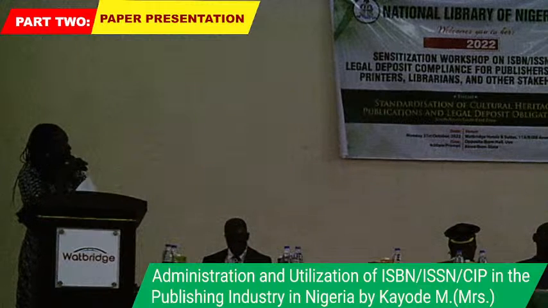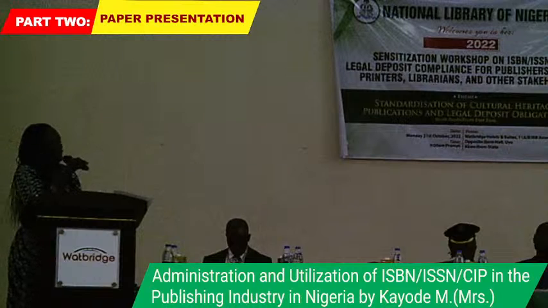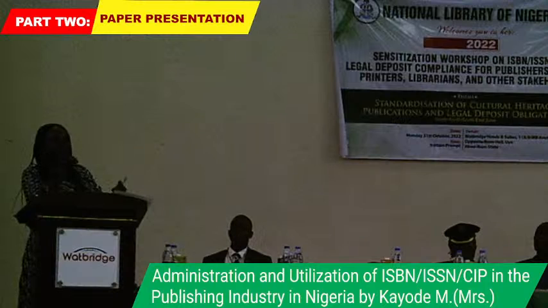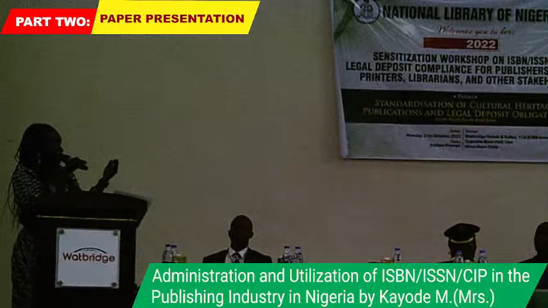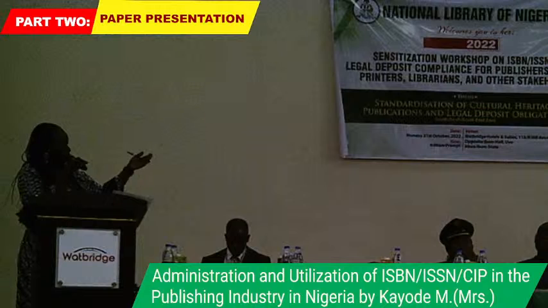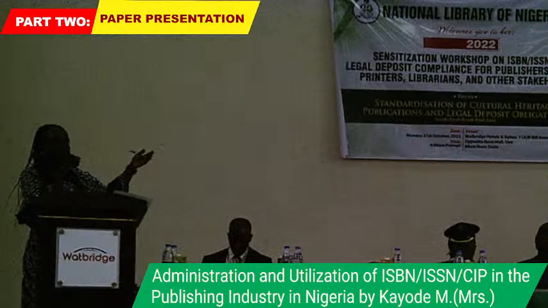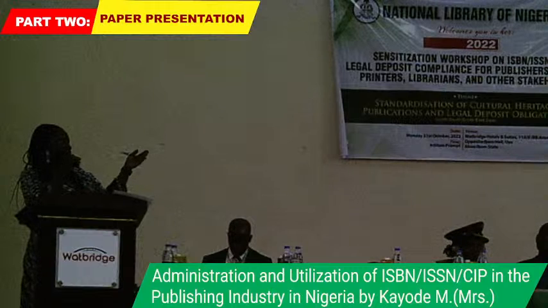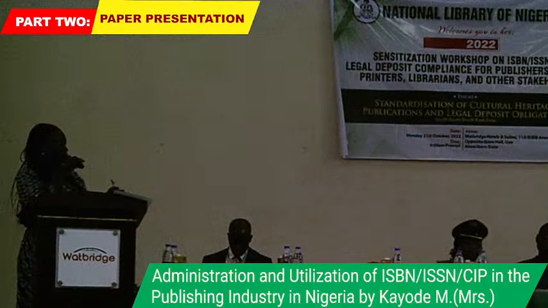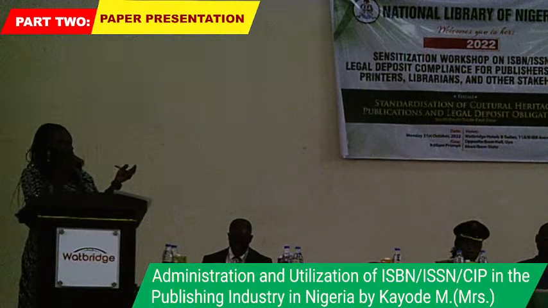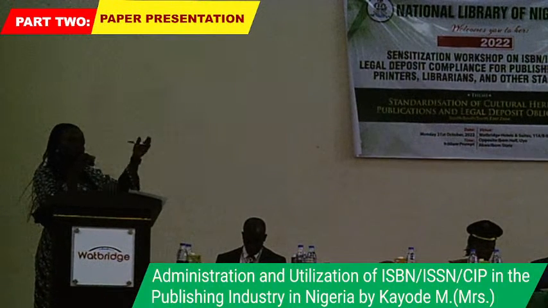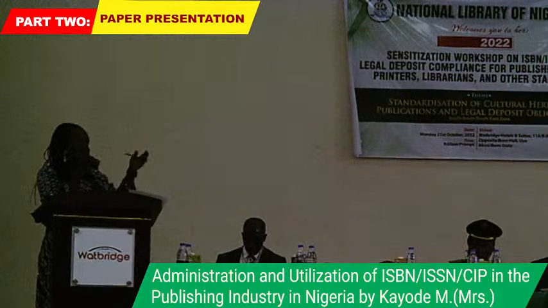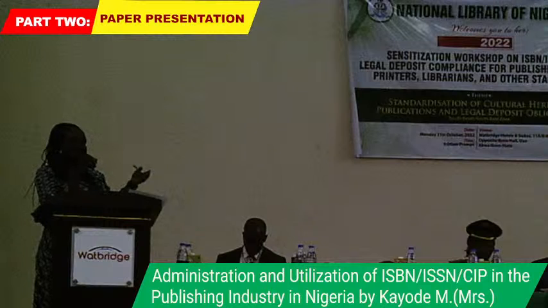Then guidelines for online application. As you are all aware, we can apply for ISBN online. It's something that is ongoing. But before you can do that, you have to follow some steps. First, you have to log into our website, that's www.nll.gov.ng. Then you create a profile. When you create a profile, you fill all the forms, all the bibliographic details that you are supposed to fill. You enter it, then you make your payments and wait for your number.